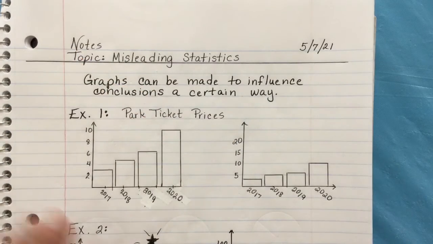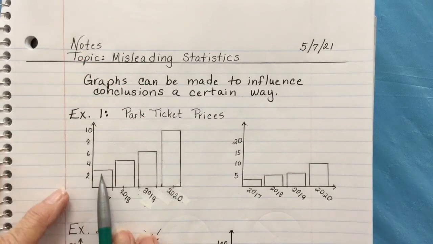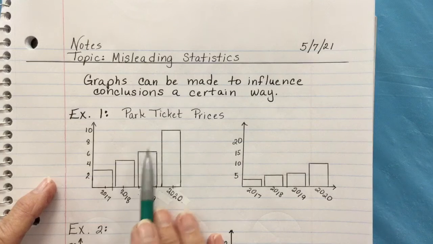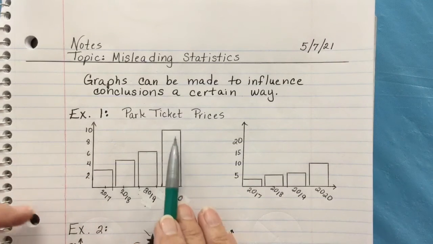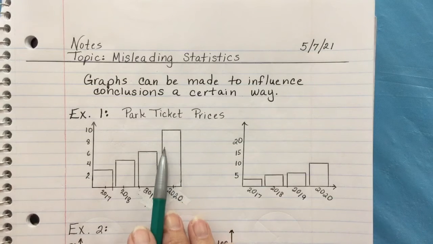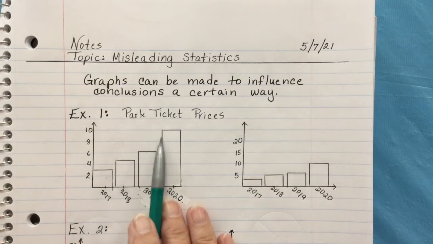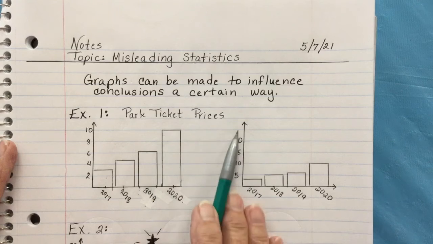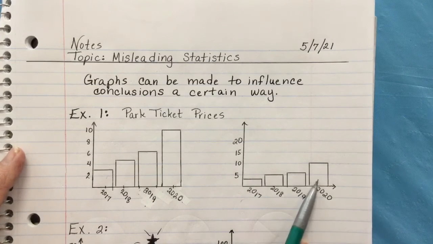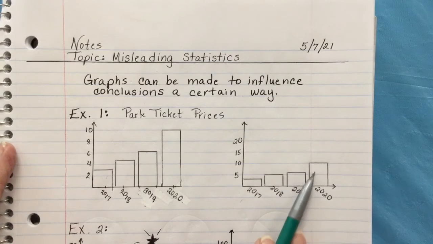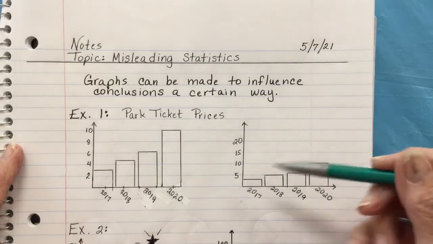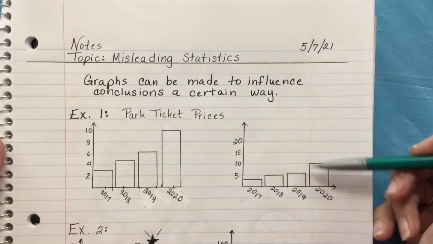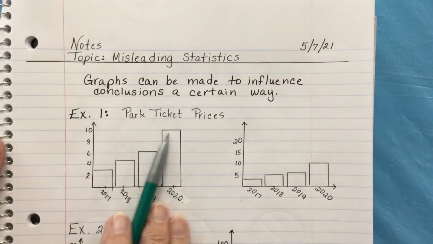So why would they do that? In this one, you can see gigantic changes over time. It looks like the ticket prices have gone up a lot from 2017 to 2020. But when they change the scale, over here, it looks like ticket prices haven't changed that much, that there hasn't been a big increase, and all of them look on the low side, whereas this one looks like a really high price.